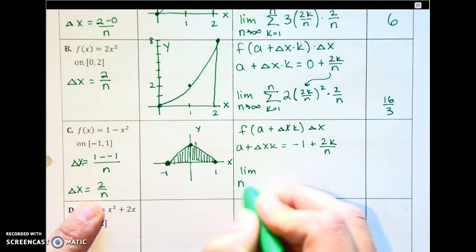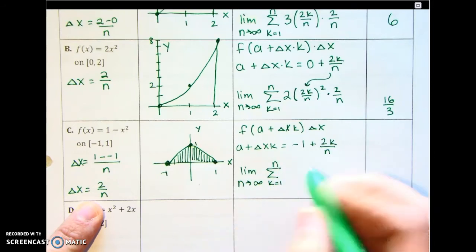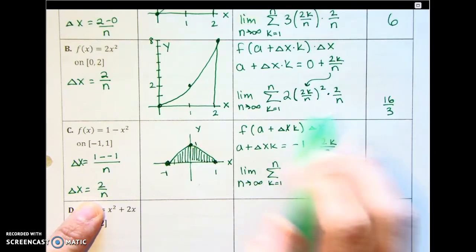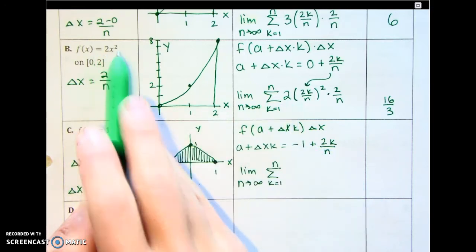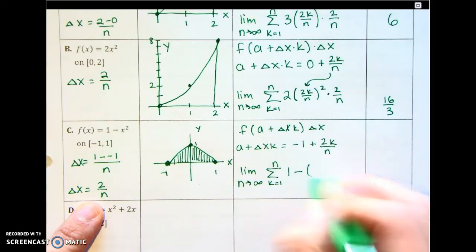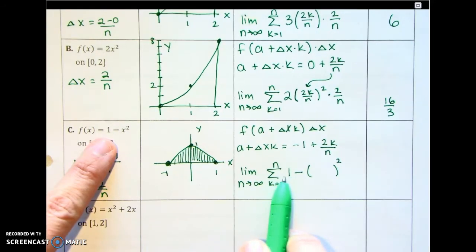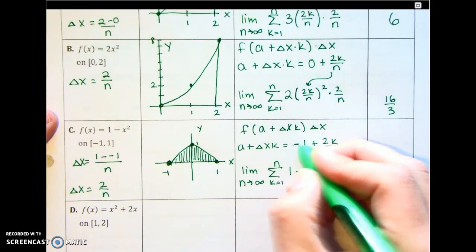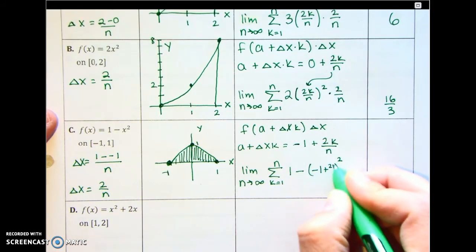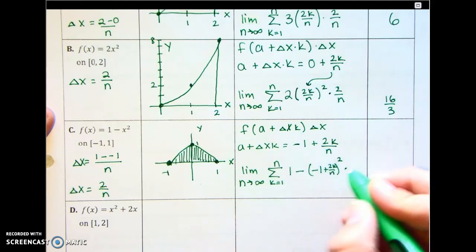So the limit as n goes to infinity, this is the same every time, you guys. K equals 1 to n. Now, where does this come from? Where did that 2 come from? That 2 came from 2x squared. So now we're going to do 1 minus x squared. 1 minus, but our x is a little bit bigger this time. Do you see here how this is f of x? 1 minus x squared. And we're plugging in negative 1 plus 2k over n. And we're not done yet. That's this first part, and now we're going to multiply it by change of x, and the change of x is 2 over n.